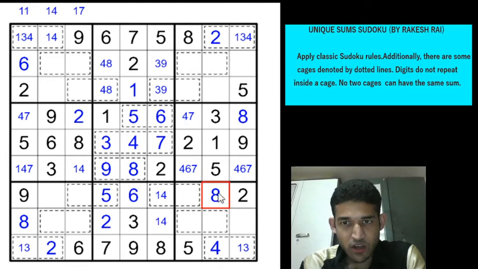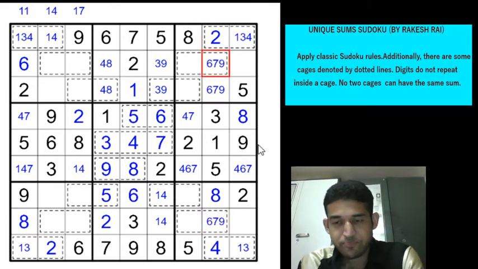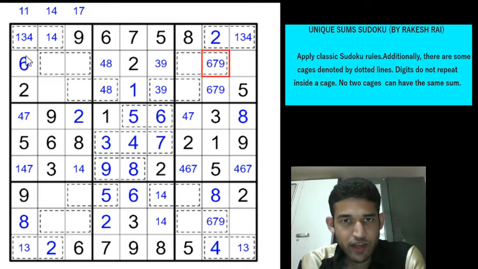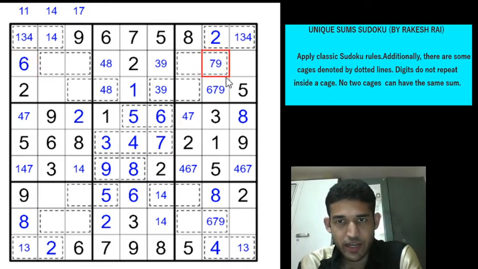The remaining digits along that column are 6, 7, 9 because 4, 5, 8 and 1, 2, 3 have been placed. So 6, 7, 9 are yet to be placed. Okay, we have a 6 in row 2, so this will be a 7 or a 9.